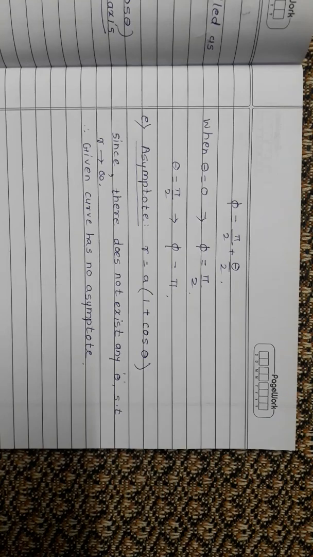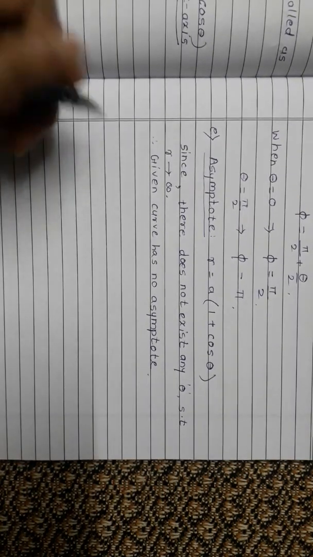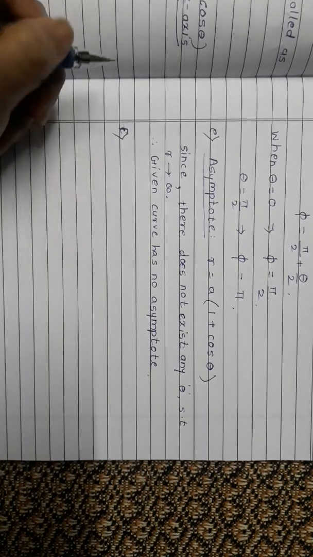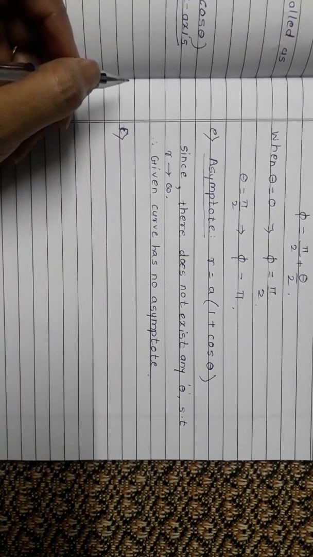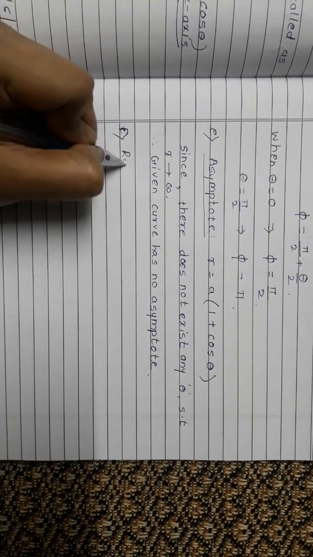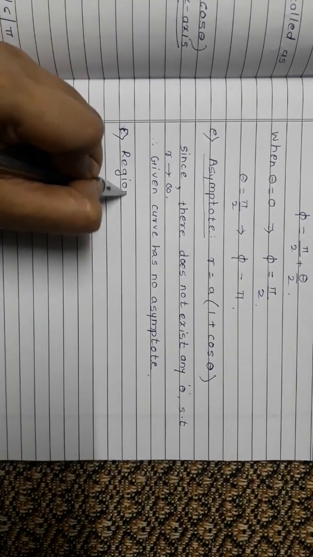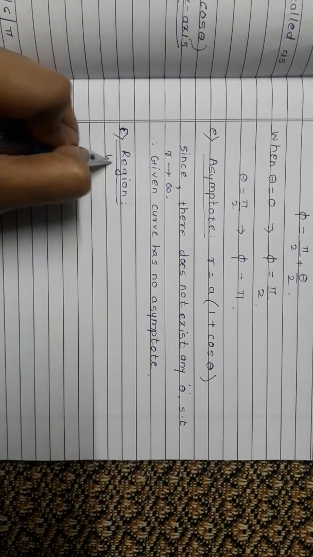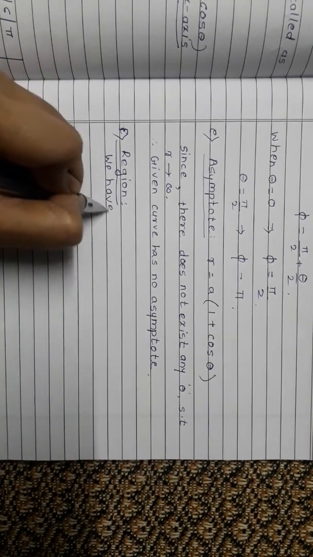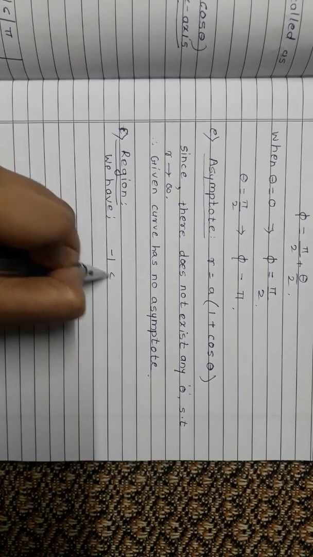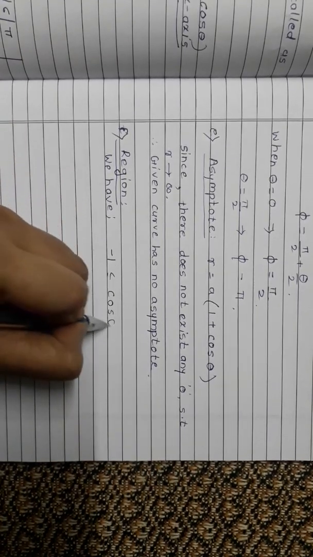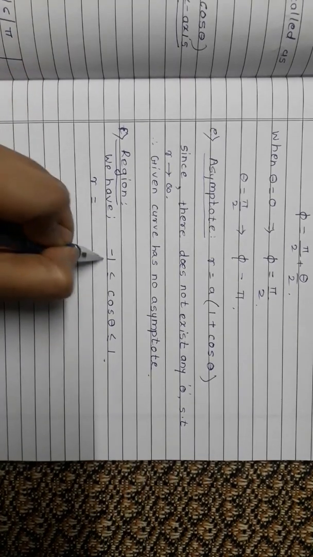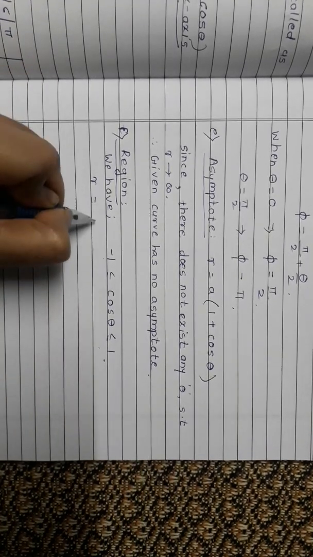Okay, then since the trigonometric function is present here, we can just find out what must be the region of presence, right? That is rule 1 in the region part. So note that cos ranges between minus 1 to plus 1, right? So using this I can find out the value of r also.